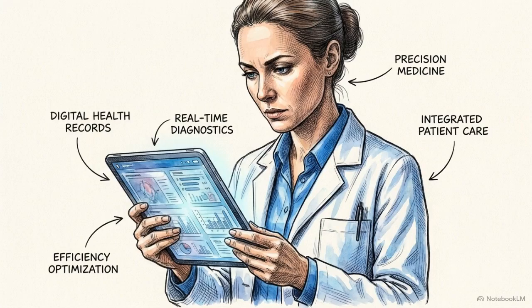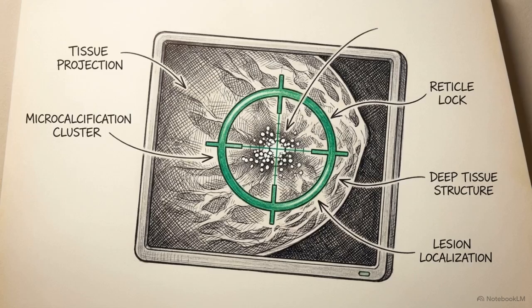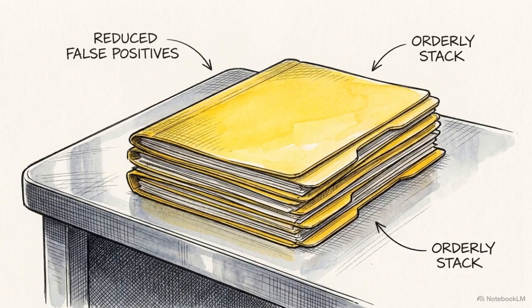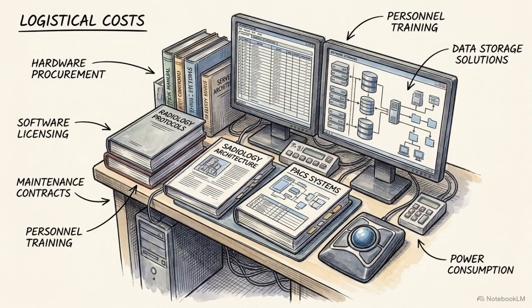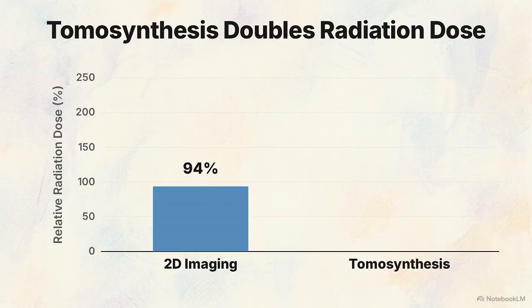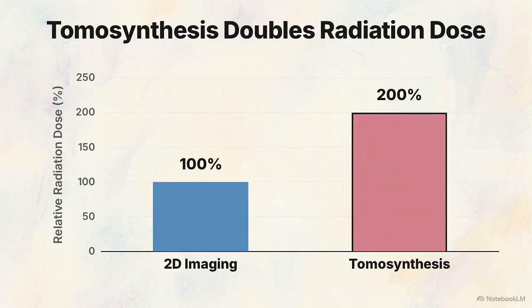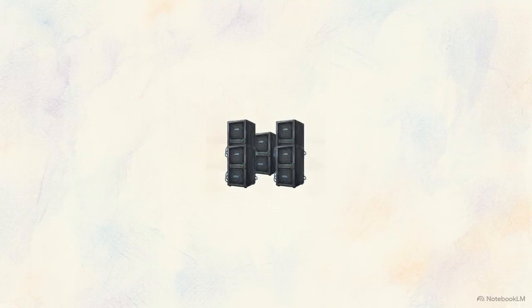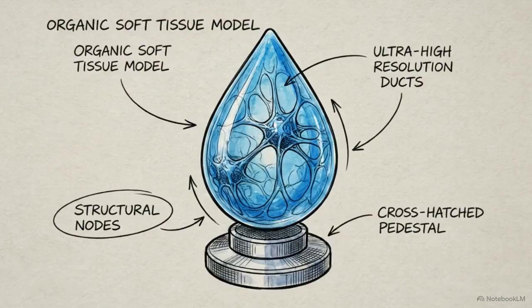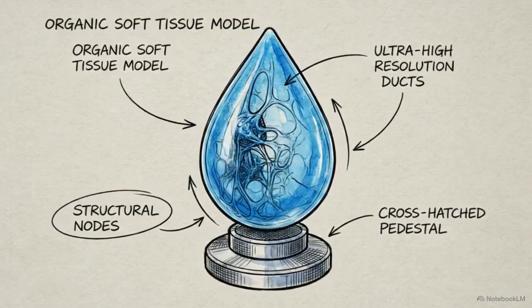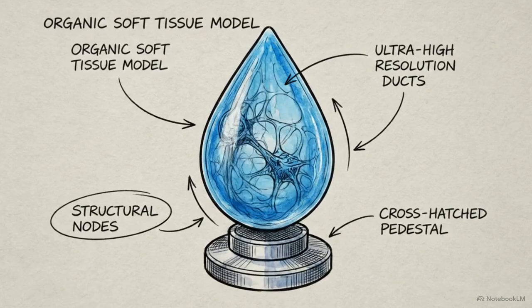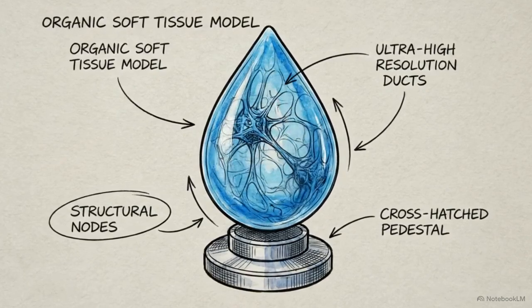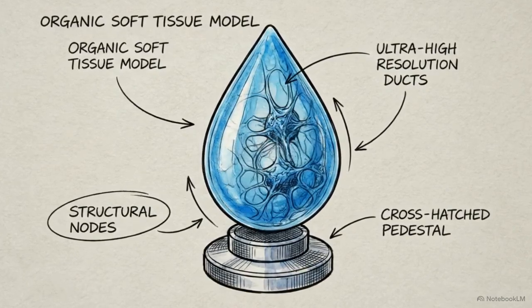This yields immense clinical benefits, delivering exact precision in lesion localization and a reduction in false positive recalls. However, these benefits carry high logistical costs. Tomosynthesis requires approximately double the standard radiation dose. It struggles with artifacts caused by high-contrast surgical clips, and it demands exponentially more digital data storage. Radiological engineering is a science of compromise. We trade radiation dose, mechanical force, and processing overhead for the ultimate prize: perfect spatial and contrast resolution.